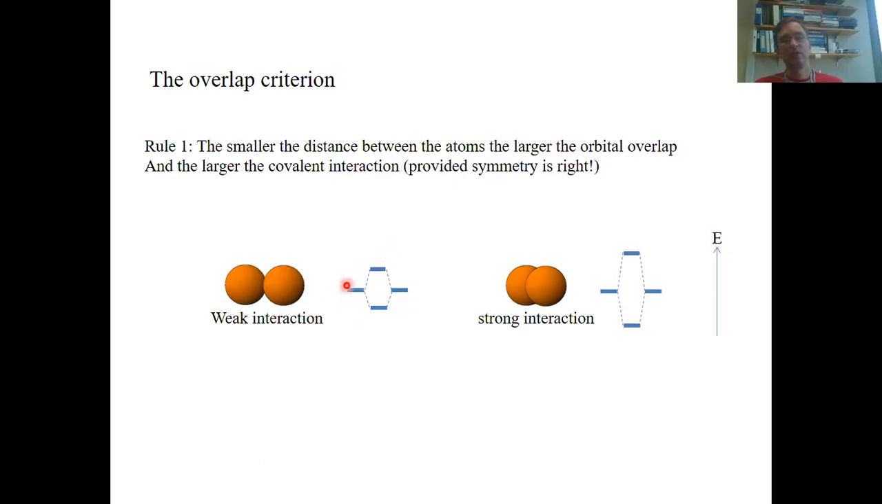What does that mean for the molecular orbital diagram? That means that basically the energy difference between the bonding and the anti-bonding molecular orbital tends to be small. Okay, and the bonding and the anti-bonding molecular orbitals are energetically not very far away from their atomic orbitals. Whereas when the orbital overlap is strong, we get a larger energy difference between the bonding and the anti-bonding molecular orbitals, and the energy difference between the atomic orbitals and the molecular orbitals is also larger.